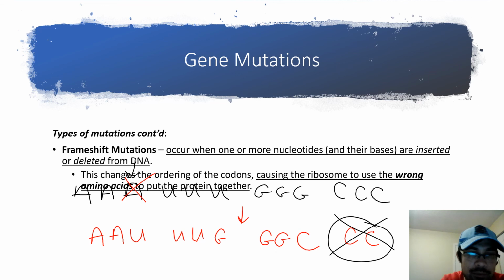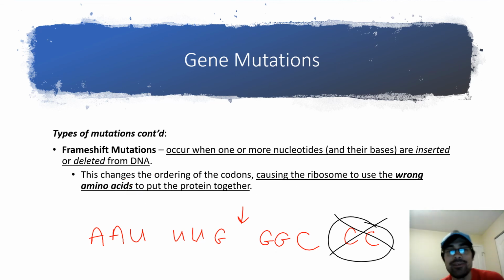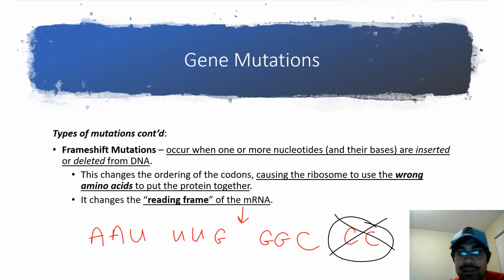So either way, we're changing the order of the codons, and so the ribosome is going to read everything wrong after that point. All the amino acids after there will be totally different. Again, there may be the odd silent one, but the majority of them will be off. So we call it frame shift because the reading frame, what we're reading from, has been affected.